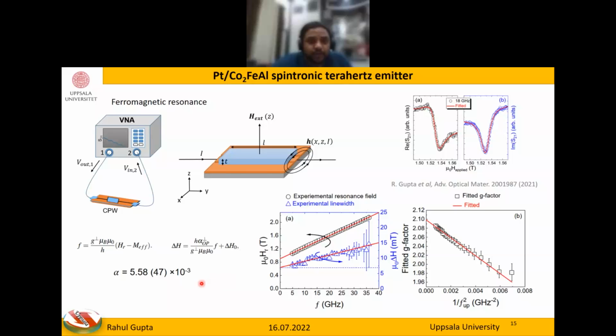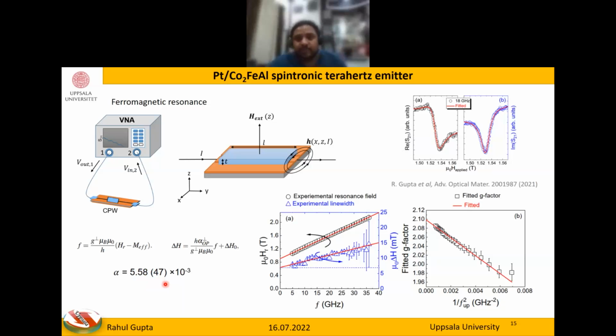Then further, since we know that the density of states is also proportional to the K, we also measured the damping parameter for our sample using ferromagnetic resonance spectroscopy, by measuring the line width as a function of frequency. And what we found is that the damping is on the order of 10 to the minus 3, which is approximately equal to that of the B2 or mixed phase of the CFA.